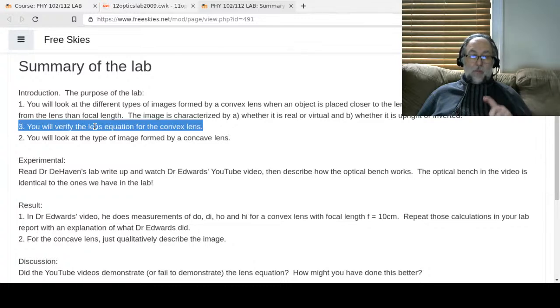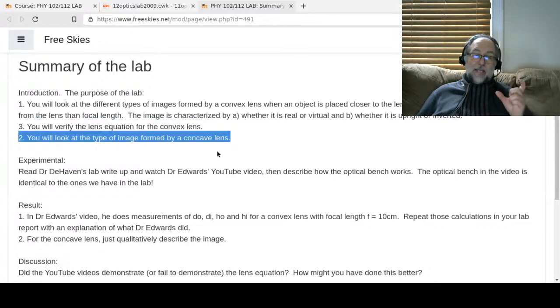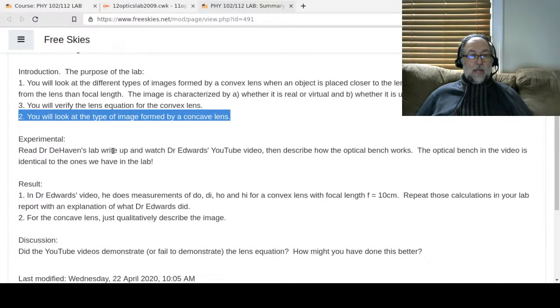And then another purpose of the lab is to verify the lens equation for the convex lens, and also just qualitatively describe what happens for the concave lens. There's another video which will actually show you what happens with the concave lens. There are no numbers, but it's good enough. It just shows you what happens with the concave lens.